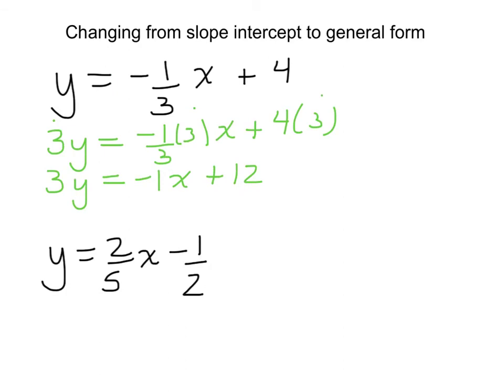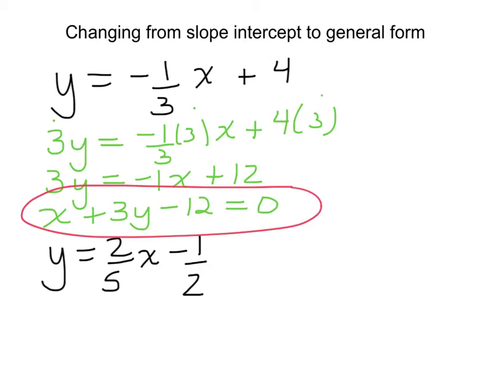Now, do we move everything left or do we move it all right? Well, check out your x first. It's negative. It's got to go left. So we get 1x, or x, plus 3y minus 12 equals 0. So if you got x plus 3y minus 12 equals 0, great job.